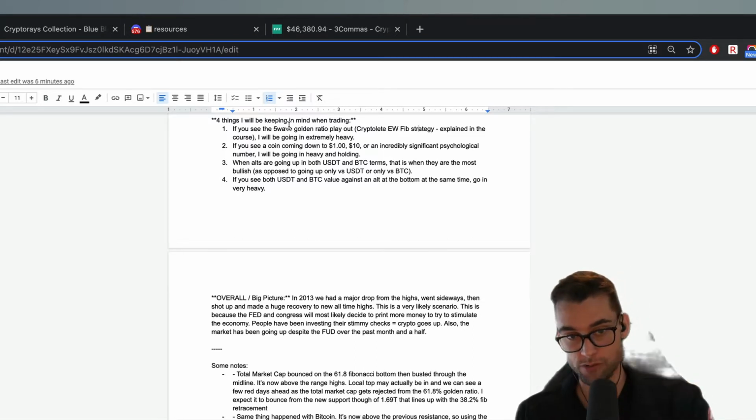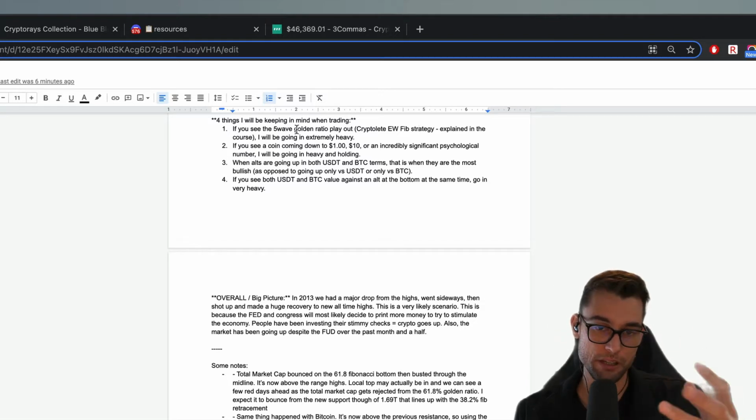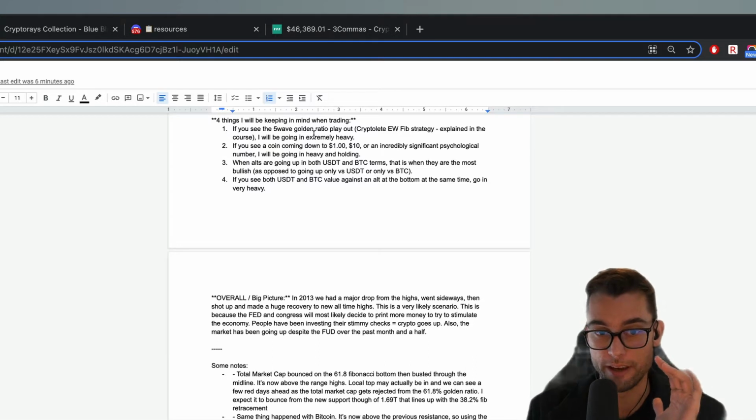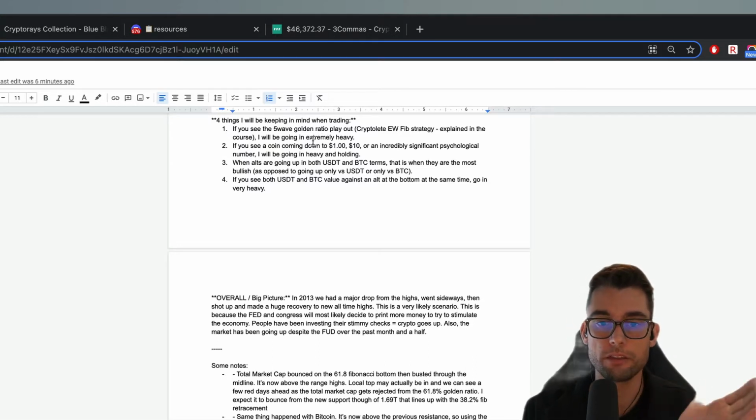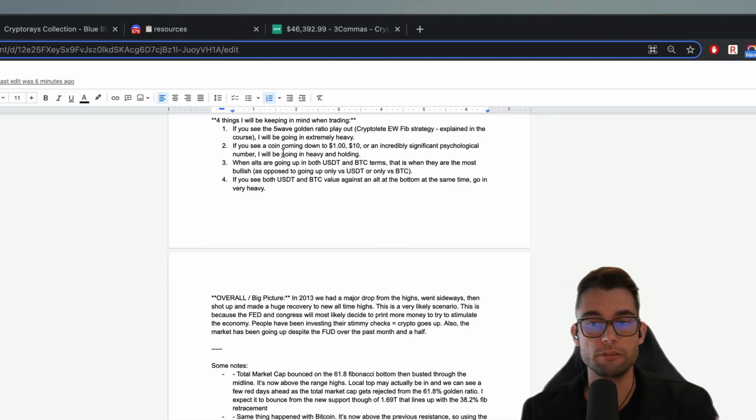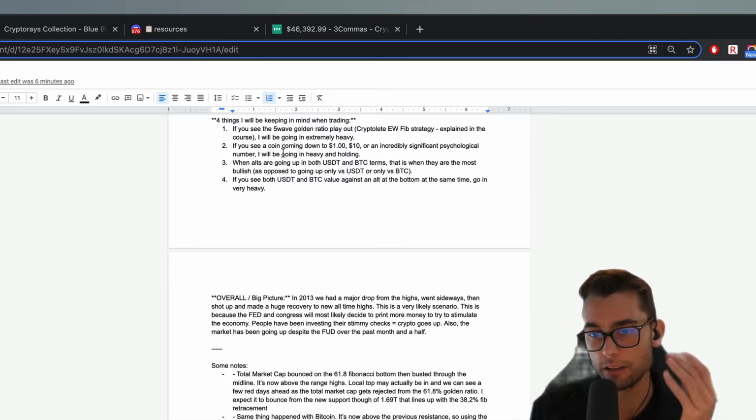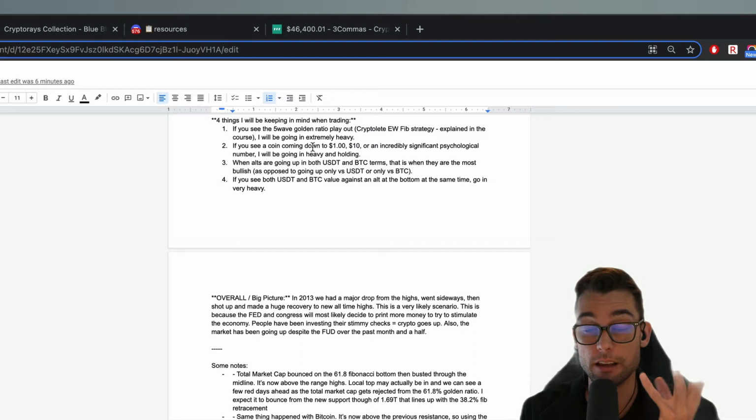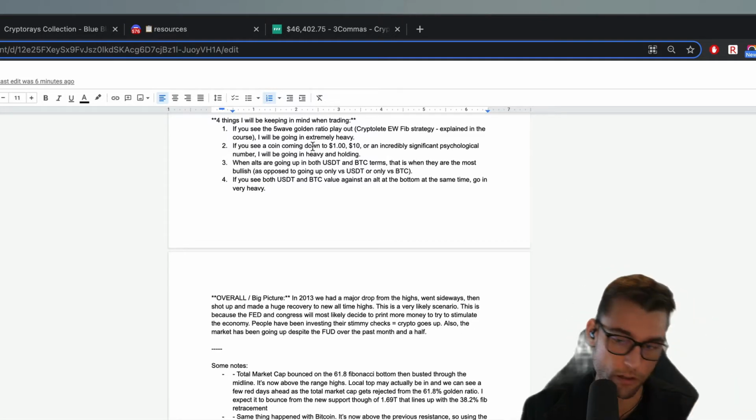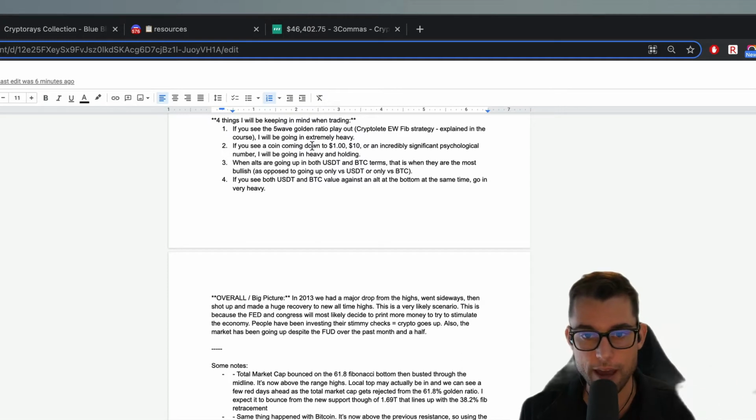So that's why I have this, just to remind me that if I see it, it's very rare, but if I see it, then I go in extremely heavy when this plays out. The other thing is that if you see a coin coming down to the $1 level, $10 level, $100 level, something like that, a big psychological number, then I usually like to go in really heavy at those numbers, because the average consumers tend to do that. And so I want to play those levels as well.